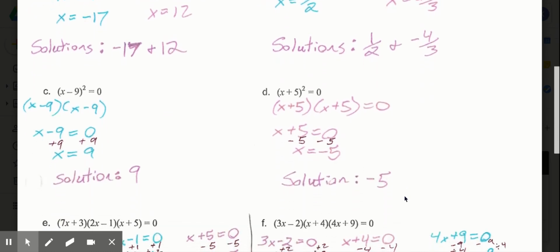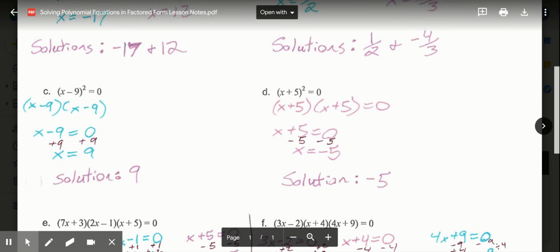Now in C and D, if they are written as just one binomial squared, such as x minus 9 to the second power, what that means is x minus 9 times x minus 9. If we separate these and solve them, we're solving the same thing twice, so we only need to solve this once. We take one of the x minus 9s and set it equal to 0. Add 9 to each side, and x equals 9. So in a problem like C, we only have one solution, which is 9.